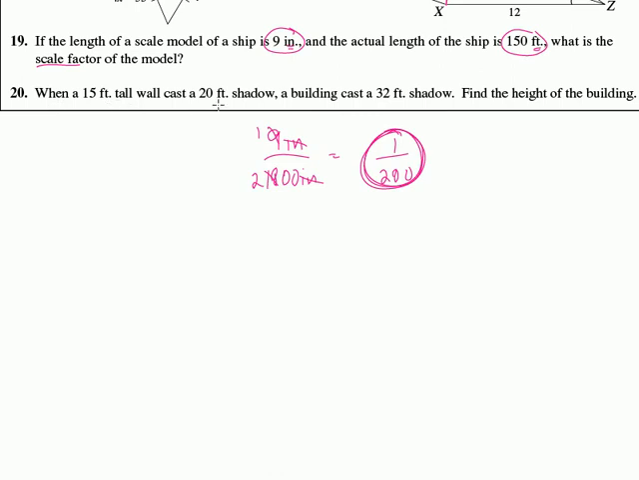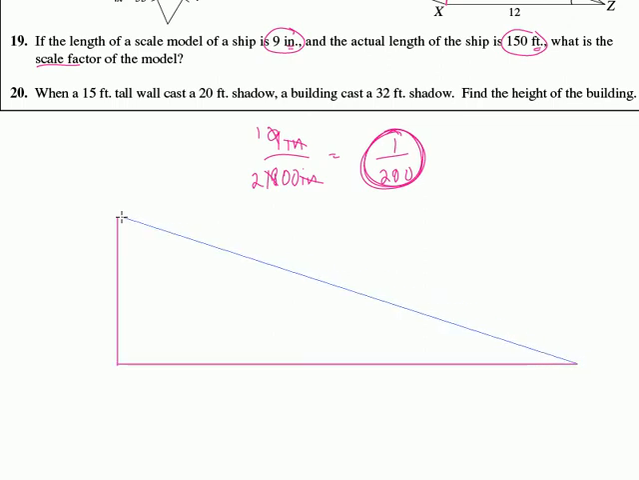Watch, a 15-foot tall wall casts a shadow 20 feet. We've done these things before, right? Here's the wall, 15 feet, 20 feet. It's so easy. You just put it in proportions. And then it says a building. Let's say that's the building. The building's taller, isn't it? Yep, this is the building, so we'll call that H for height. And that's the shadow, 32 feet from here to here. Agreed?